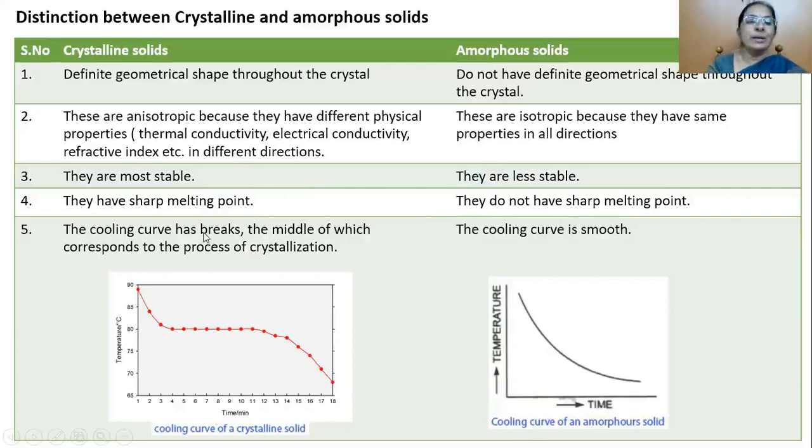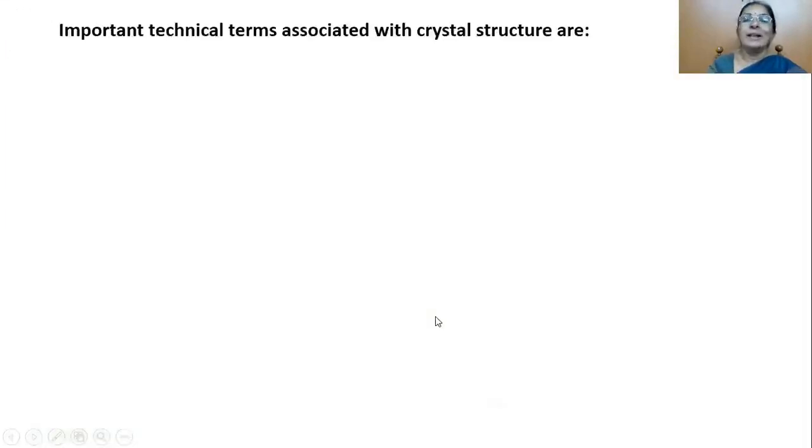The cooling curve of crystalline solids has breaks, the middle portion of which corresponds to the process of crystallization. The cooling curve is very smooth in the case of amorphous solids. These are the differences between crystalline and amorphous solids. Next, let us discuss some important technical terms associated with crystal structure.